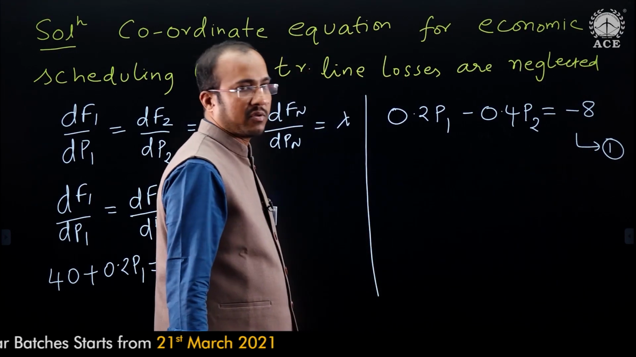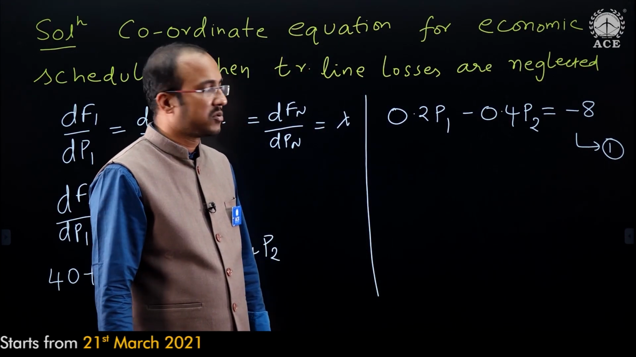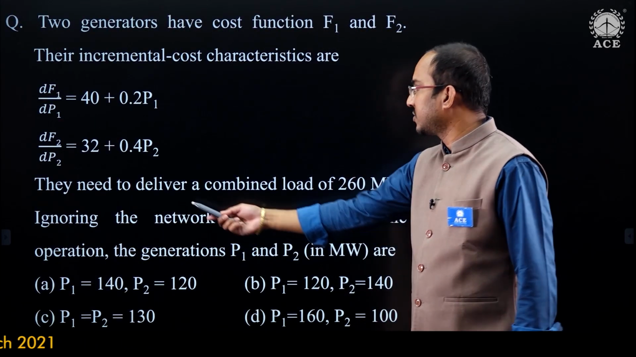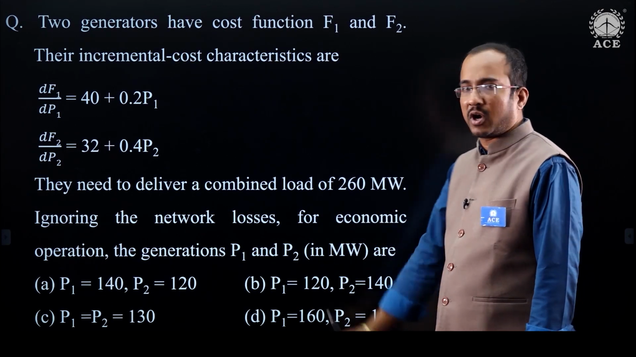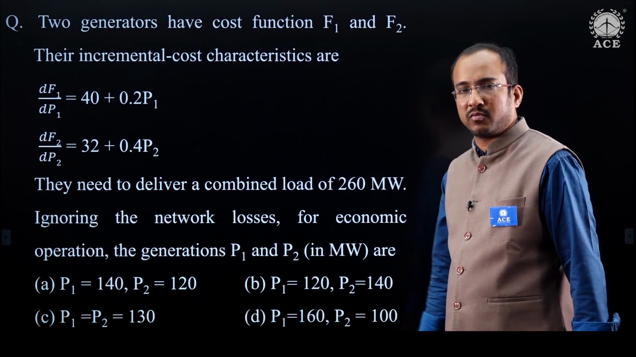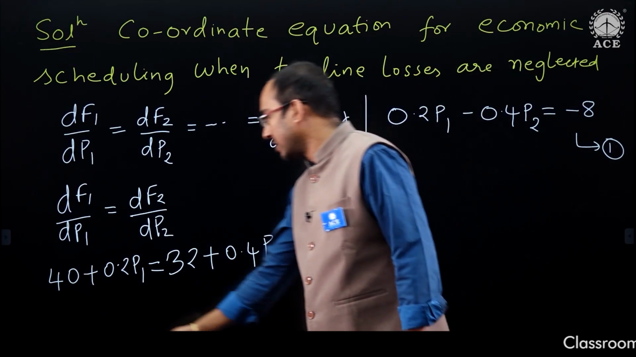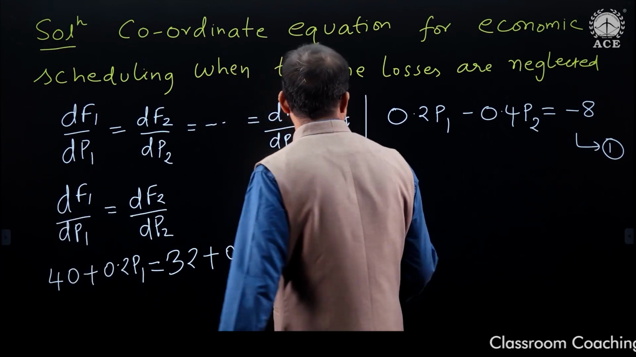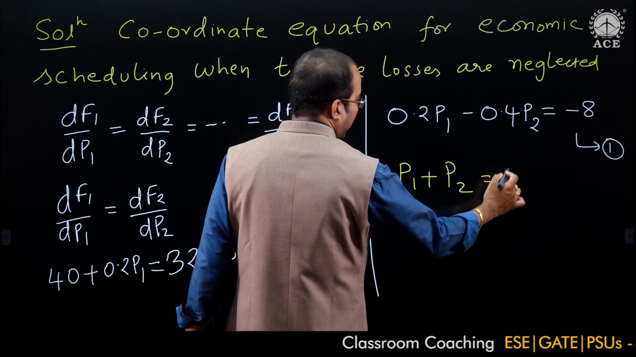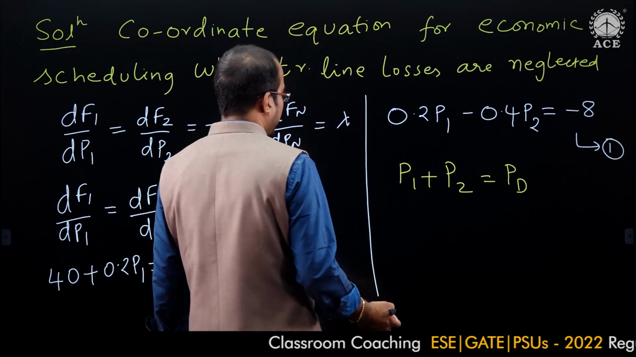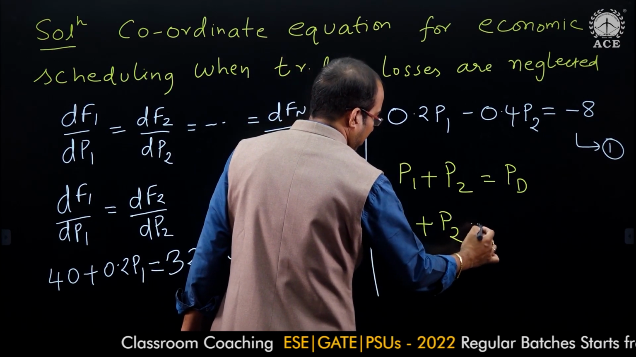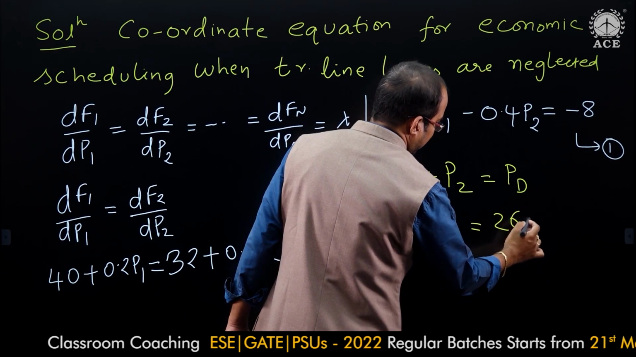So here we have two unknowns, P1 and P2. So we require two equations. So how do you formulate the second equation? If you observe, they need to deliver a combined load of 260 megawatt. So P1 plus P2 must be equal to PD. PD is 260 megawatt. So P1 plus P2 is equal to 260.